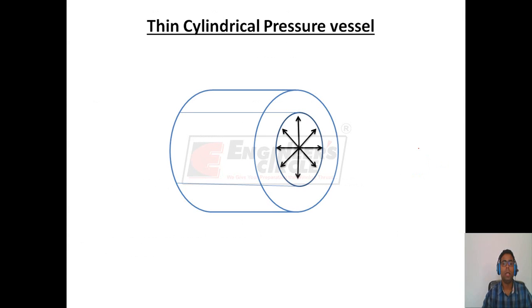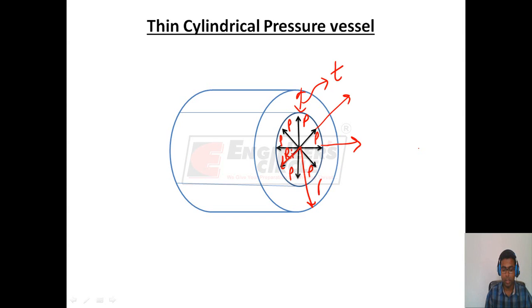First, I will discuss the thin cylindrical pressure vessel. Consider this thin cylindrical pressure vessel which is subjected to pressure P from inside. Due to this pressure P, the material will move in the radial direction because this pressure is acting along the radial direction. This is the thickness T of the cylinder before deformation, and this is the radius Ri.